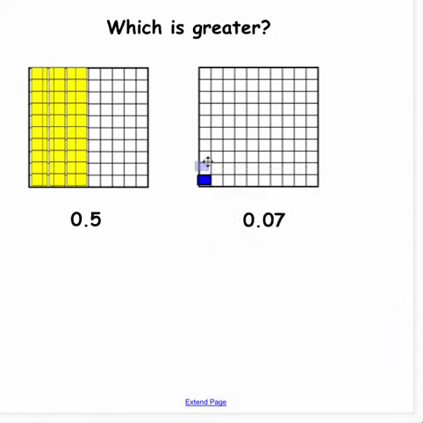There we go. 1, 2, 3, 4, 5, 6, and 7. All right, now when we look at our grids, we want to think about which is greater. That means which of these two grids has more space filled in. You can see there's a whole bunch more space filled in with our yellow than there is with our blue. So 5/10 would be the greater number.